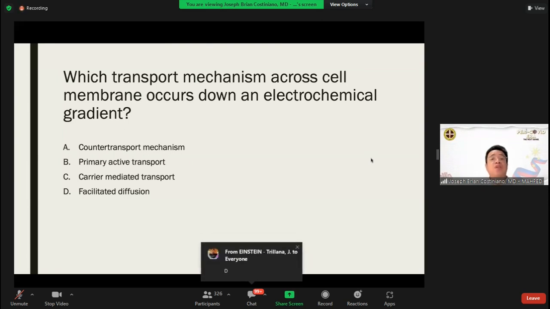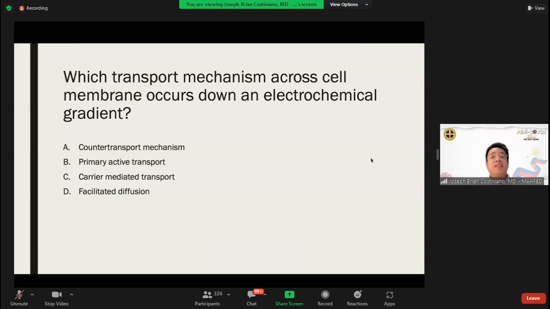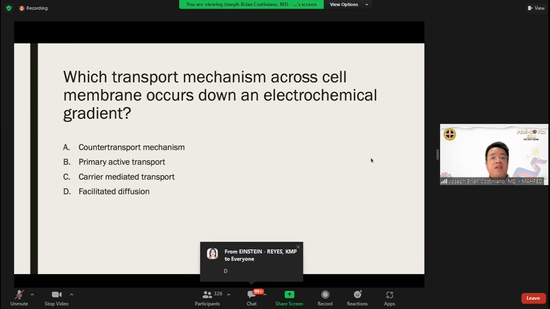So the question here is, which of these transport mechanisms across cell membrane occurs down an electrochemical gradient? Is it A, a counter-transport mechanism? Or is it B, a primary active transport mechanism? Or letter C, carrier-mediated transport? Or letter D, facilitated diffusion?